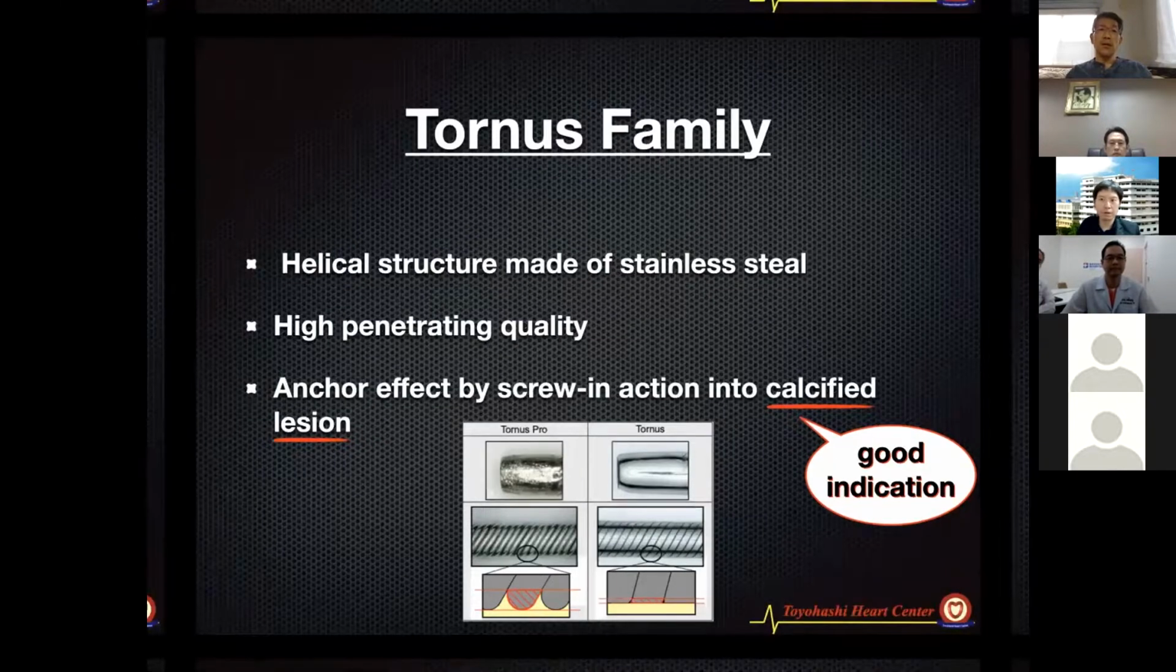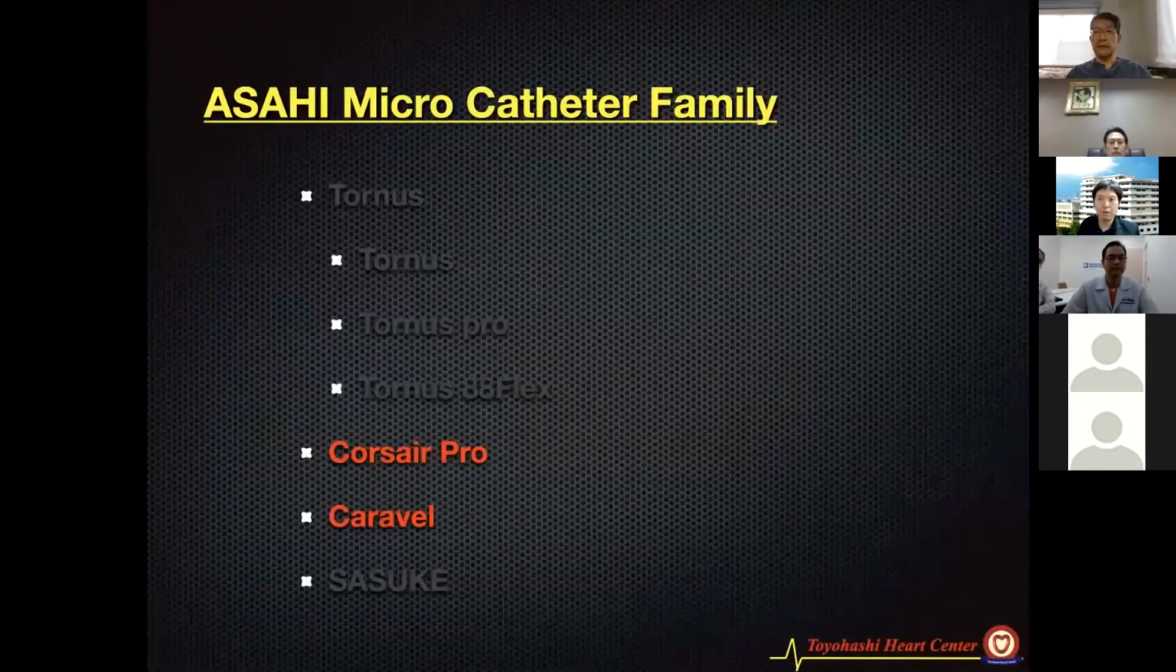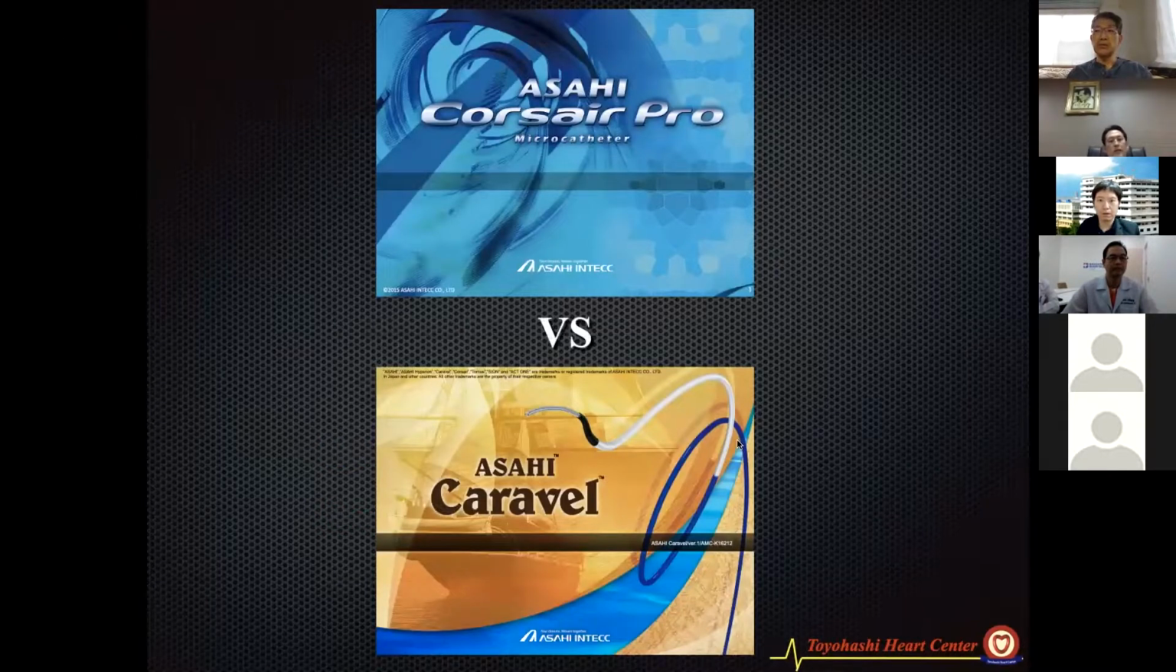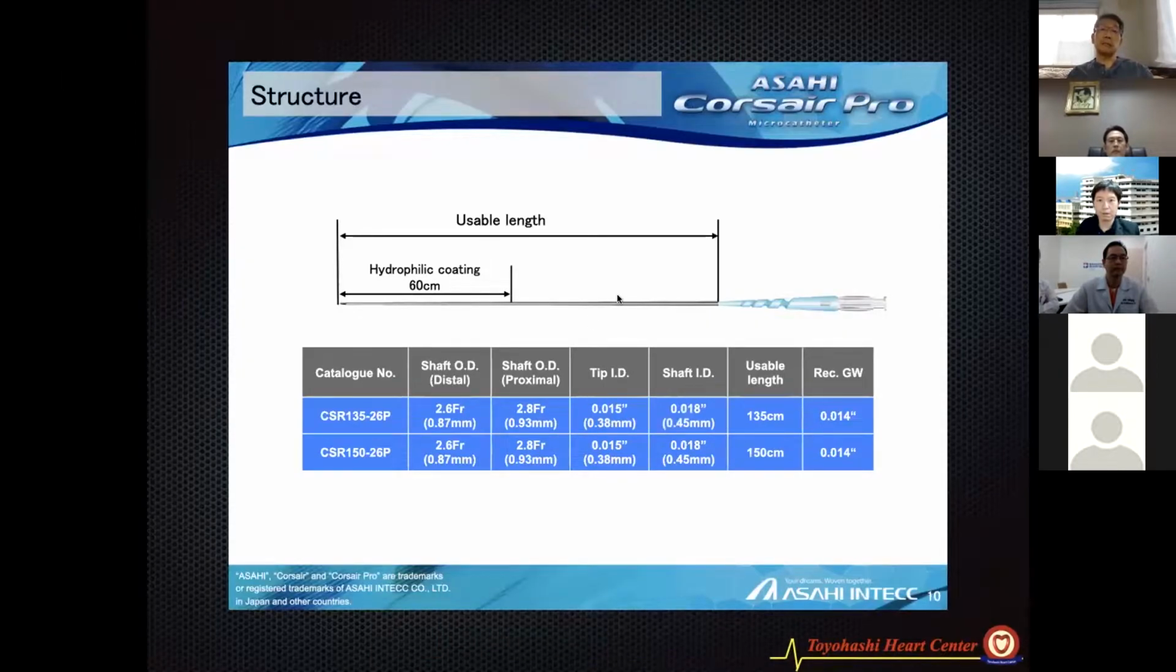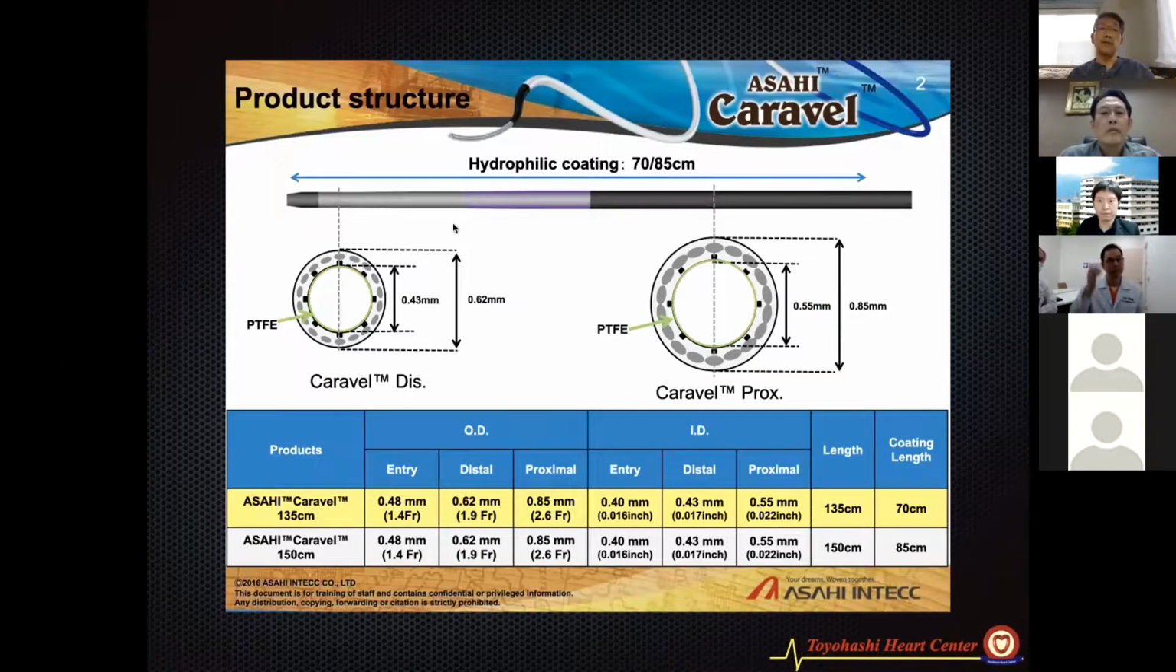In comparison with the Tornus catheter, the Corsair Pro or Caravel are the most flexible microcatheters because they have a hydrophilic coating from the tip to 6 centimeters proximal in Corsair Pro. And also in Caravel, from the tip to 70 or 80 centimeters proximal.